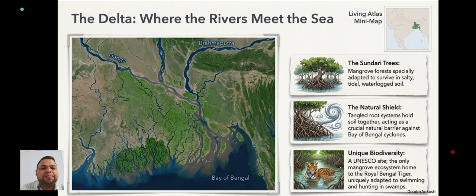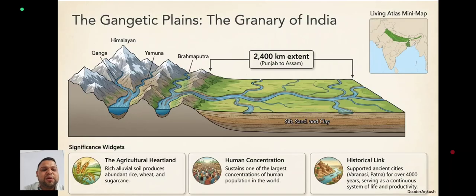The Gangetic plain is also known as the granary of the world because the agriculture, on rich alluvial soil, produces abundant rice, wheat, and sugarcane. It sustains one of the largest concentrations of human population in the world, and historical cities like Varanasi and Patna, over 4,000 years, show a continuous system of life and productivity.